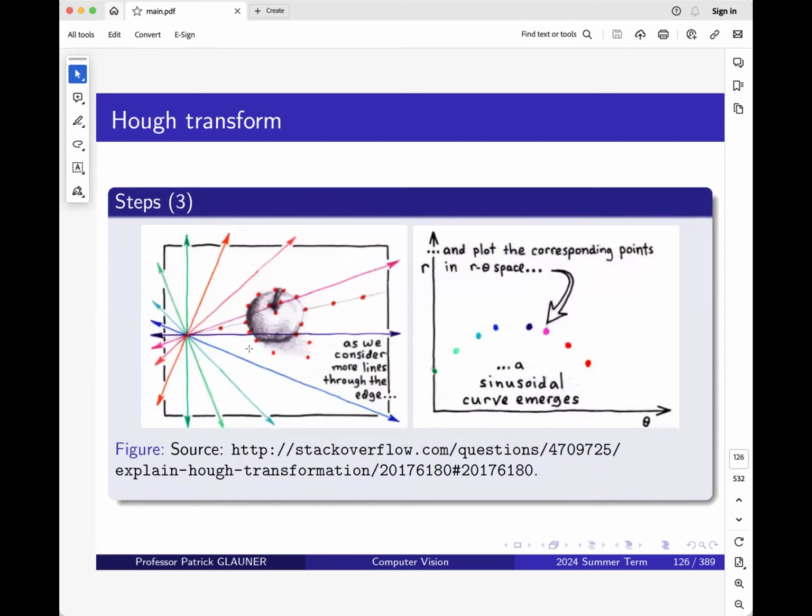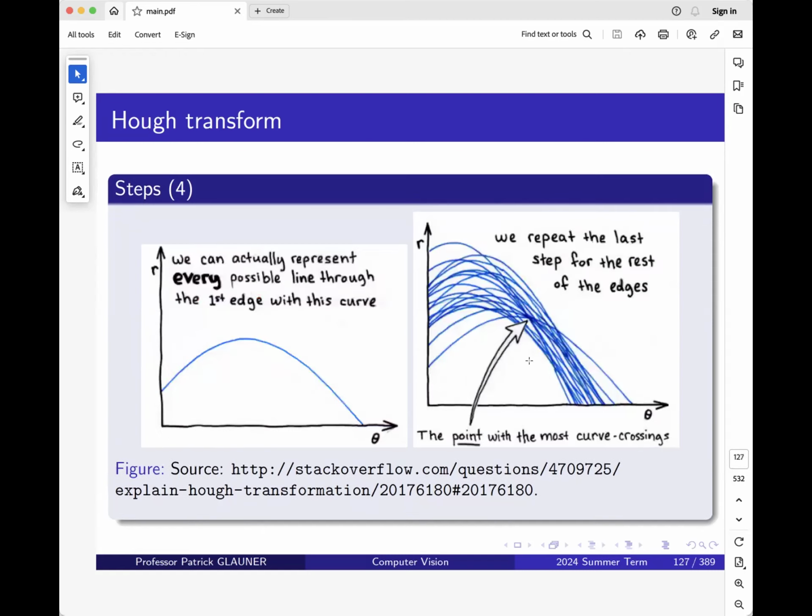Now I can do exactly the same procedure for the second point of the edge, for all the other points from edges in the original image, and I will get a lot of these functions in the R theta space. Remember, for example, this one here, this function would describe all the straight lines through some other point in these edges.